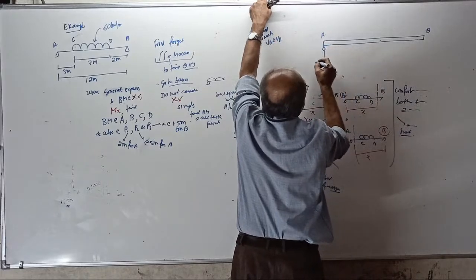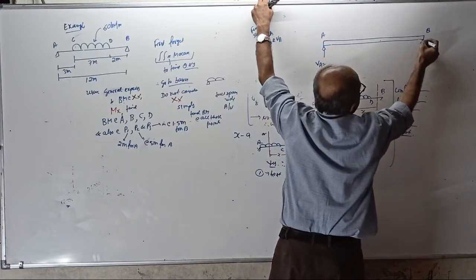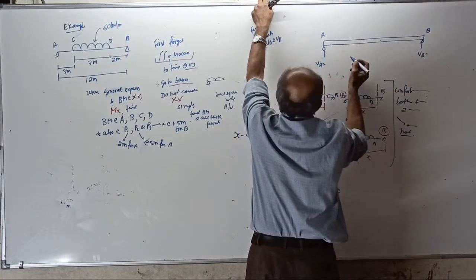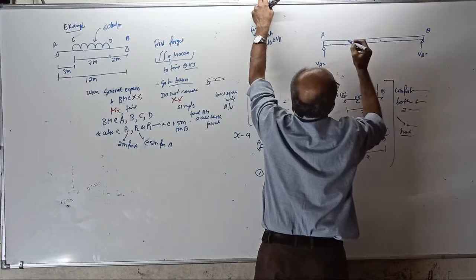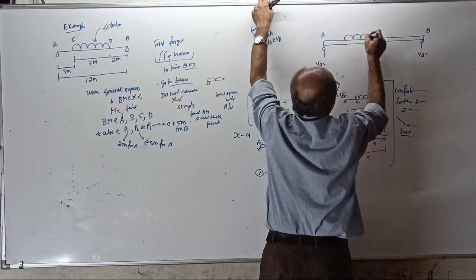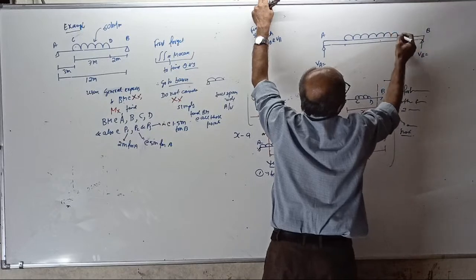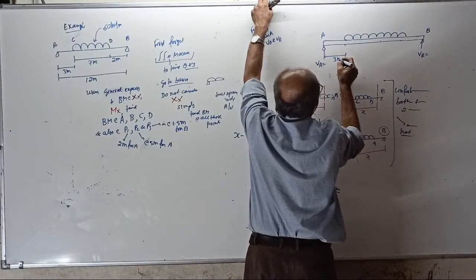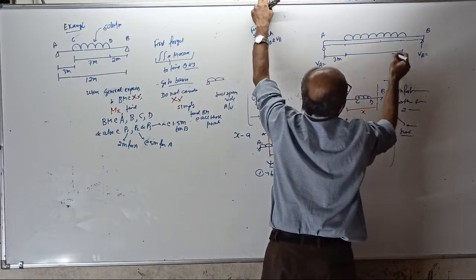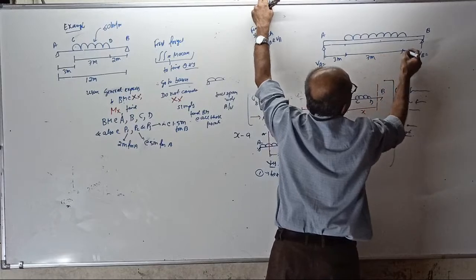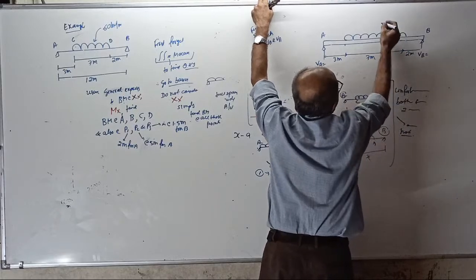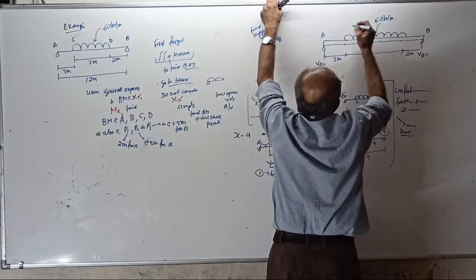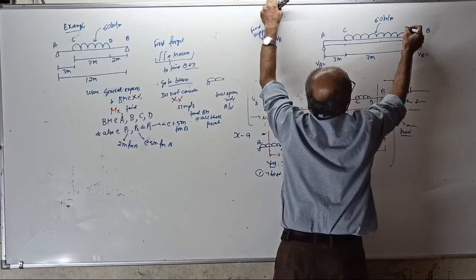This is the reaction VA. This is the reaction VB. There is a UDL here this way. This is 3 meter. This is 7 meter. This is 2 meter. UDL of 60 kilonewton per meter. This is the point C. This is the point D.